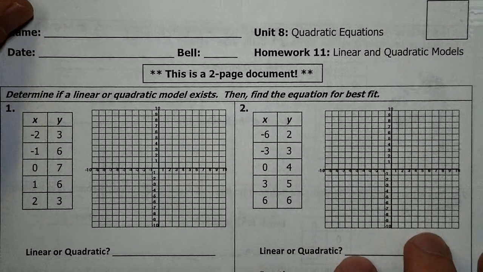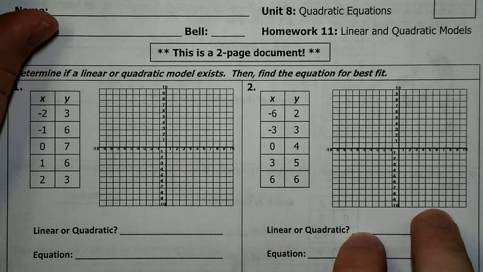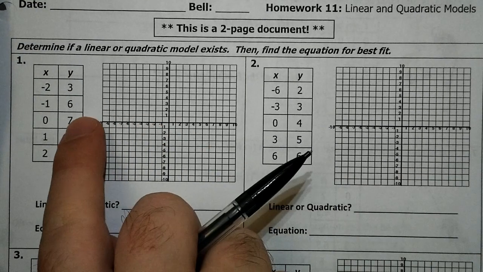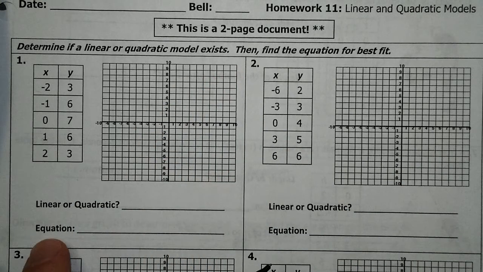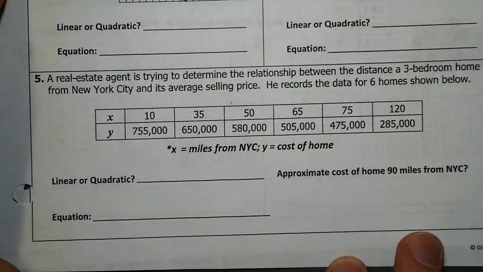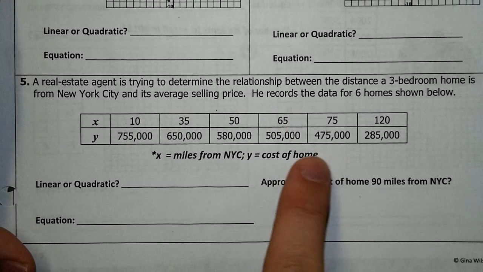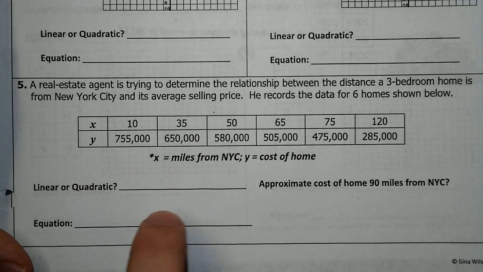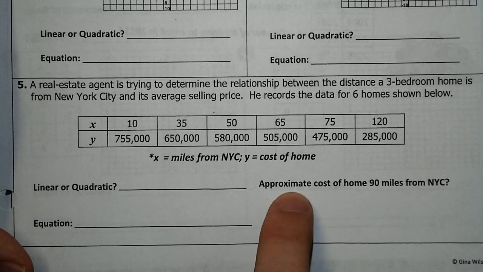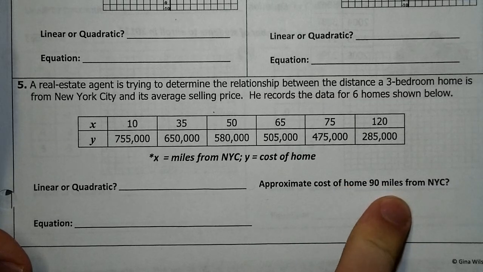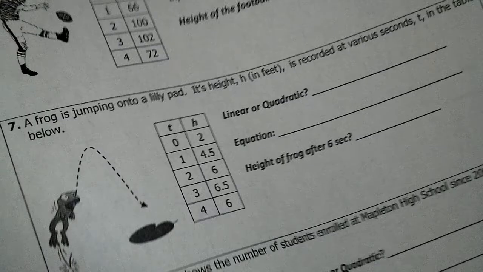All right, here's your assignment. The first 4 on our assignment are just like the first 10 in our notes we just did. It'll give you the table, plug it into the graph, tell me if it's linear or quadratic, and then give me the equation. For the last 4, starting with number 5, we've got word problems. What you're going to do: determine if it's linear or quadratic, get the equation, and then answer the question that goes with it. So this one says approximately, what is the cost of homes that are 90 miles away from New York City? And there's 3 more on the back.